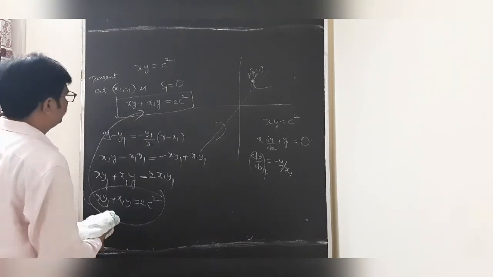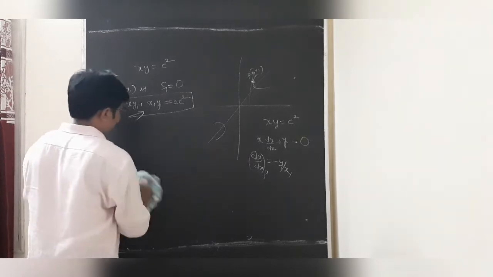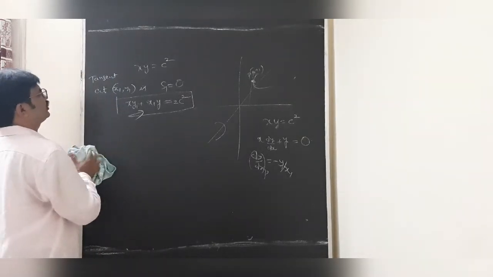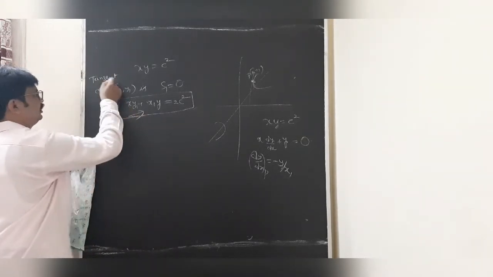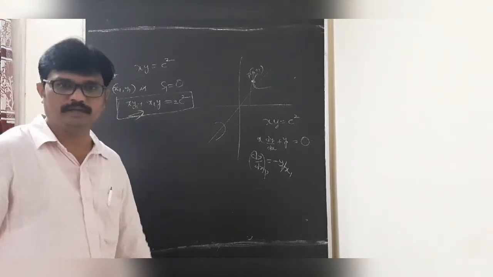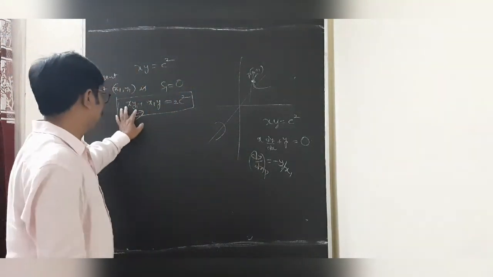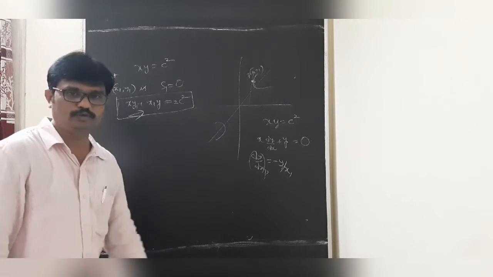suppose here, my dear students, when we are taking the parametric point, this is the equation of the tangent. All of you write down the equation of the tangent at x1y1 to the rectangular hyperbola xy equal to c square is S1 equal to 0. That is xy1 plus x1y equal to 2c square.